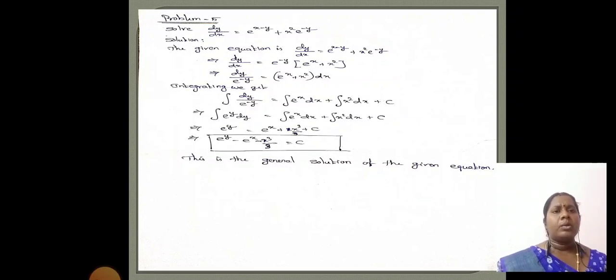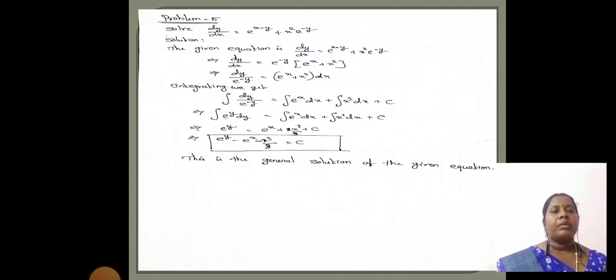Next, we have to separate the terms containing y and dy on the left hand side and x and dx on the right hand side. We have dy by e power minus y equal to e power x plus x square into dx. Now, integrating on both sides, we get integral of dy by e power minus y equal to integral of e power x dx plus integral of x square dx plus c, where c is a constant of integration.